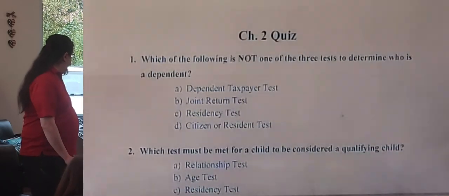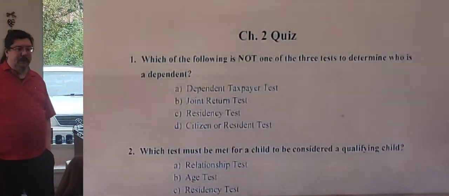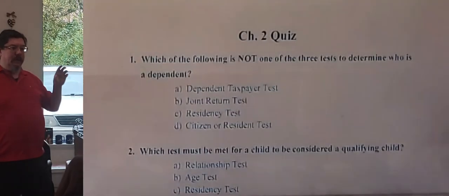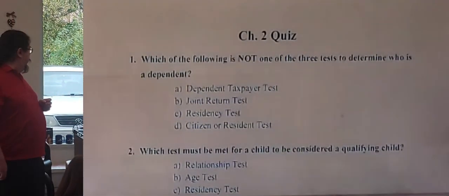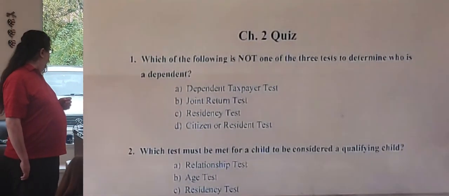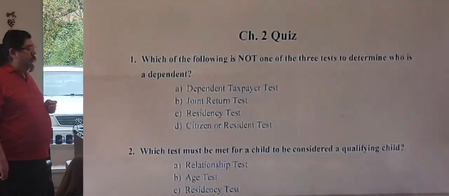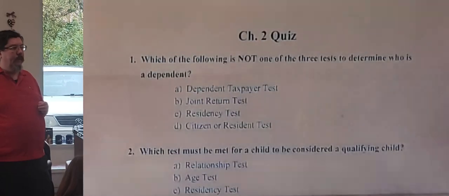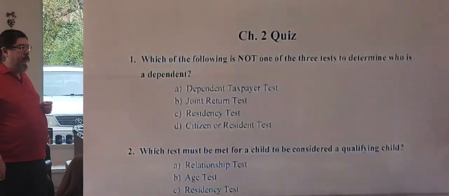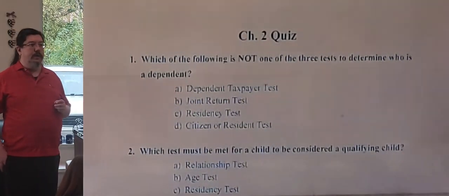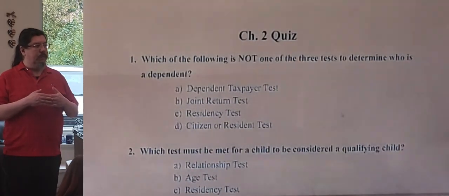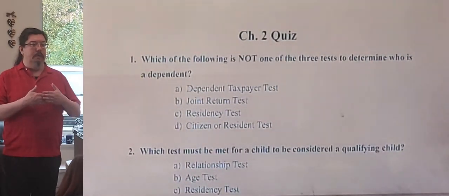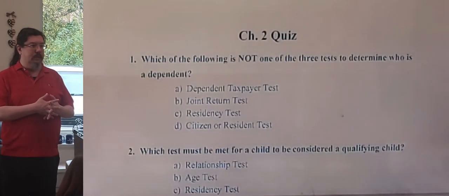Okay. Which of the following is not one of the three main tests for determining if someone is your dependent? A. See, no, A is one of them. B is one of them, yeah. So there's a set of three tests that you have to meet before you can claim anybody as a dependent.